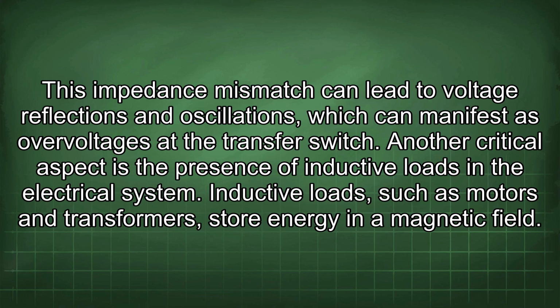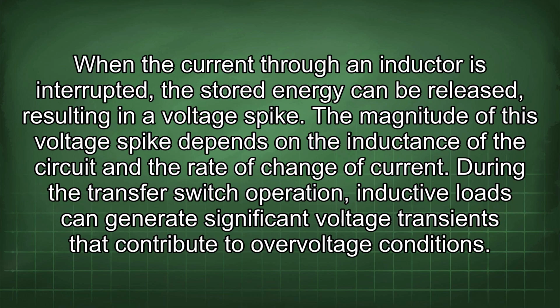Another critical aspect is the presence of inductive loads in the electrical system. Inductive loads, such as motors and transformers, store energy in a magnetic field. When the current through an inductor is interrupted, the stored energy can be released, resulting in a voltage spike. The magnitude of this voltage spike depends on the inductance of the circuit and the rate of change of current. During the transfer switch operation, inductive loads can generate significant voltage transients that contribute to overvoltage conditions.